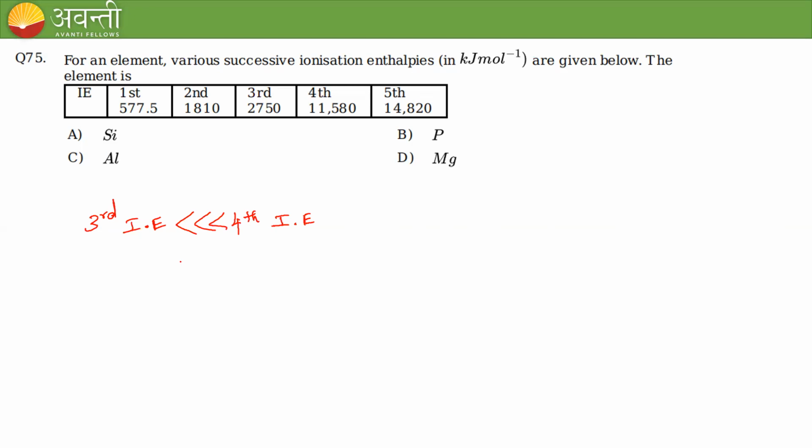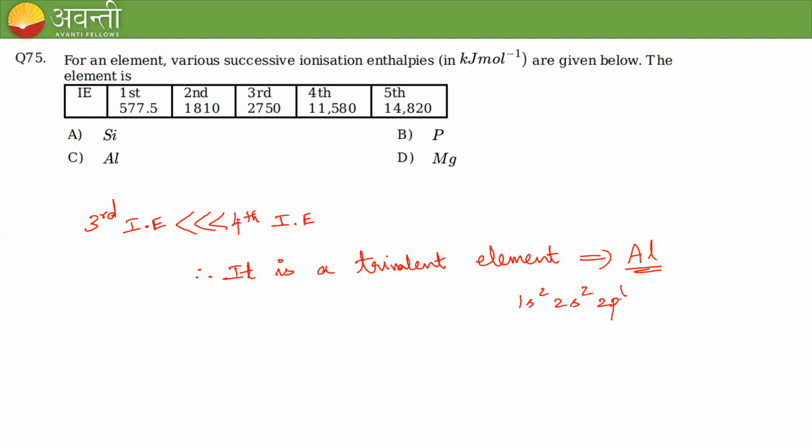Means the valence electron of the element should be 3, or we can say it should be a trivalent element. Trivalent element like aluminium. So for aluminium, if you see 1s2, 2s2, 2p6, 3s2 and 3p1.